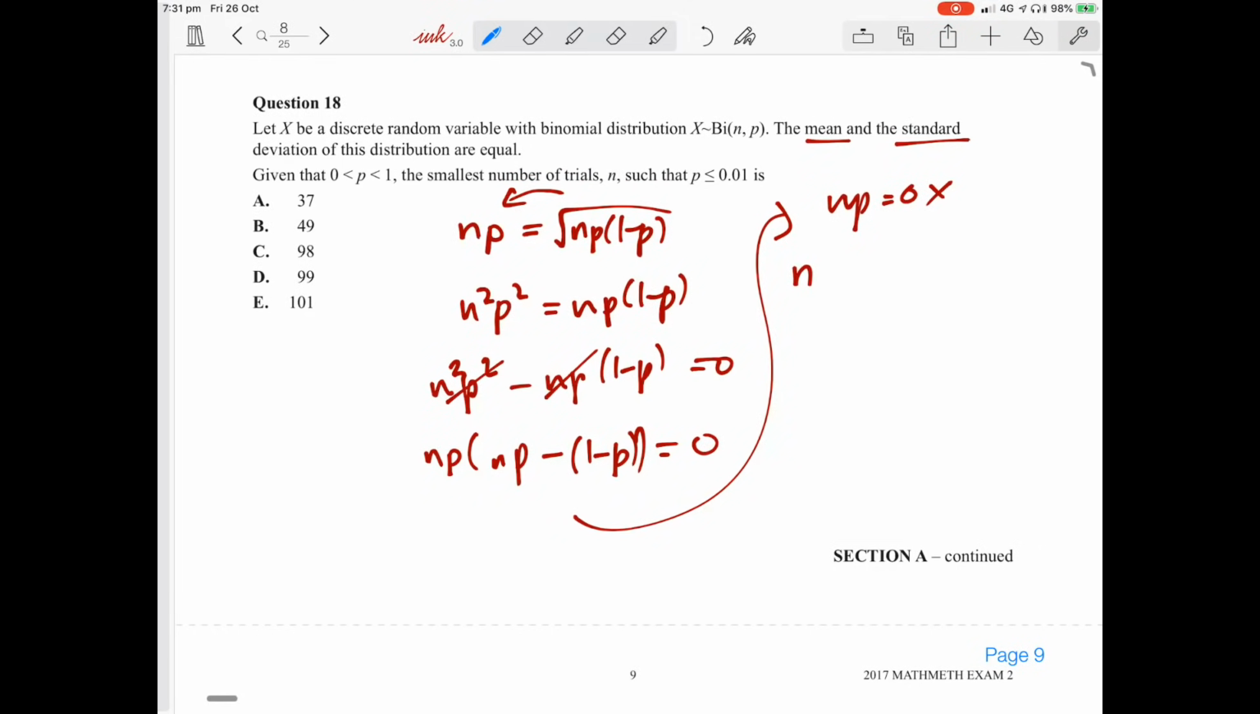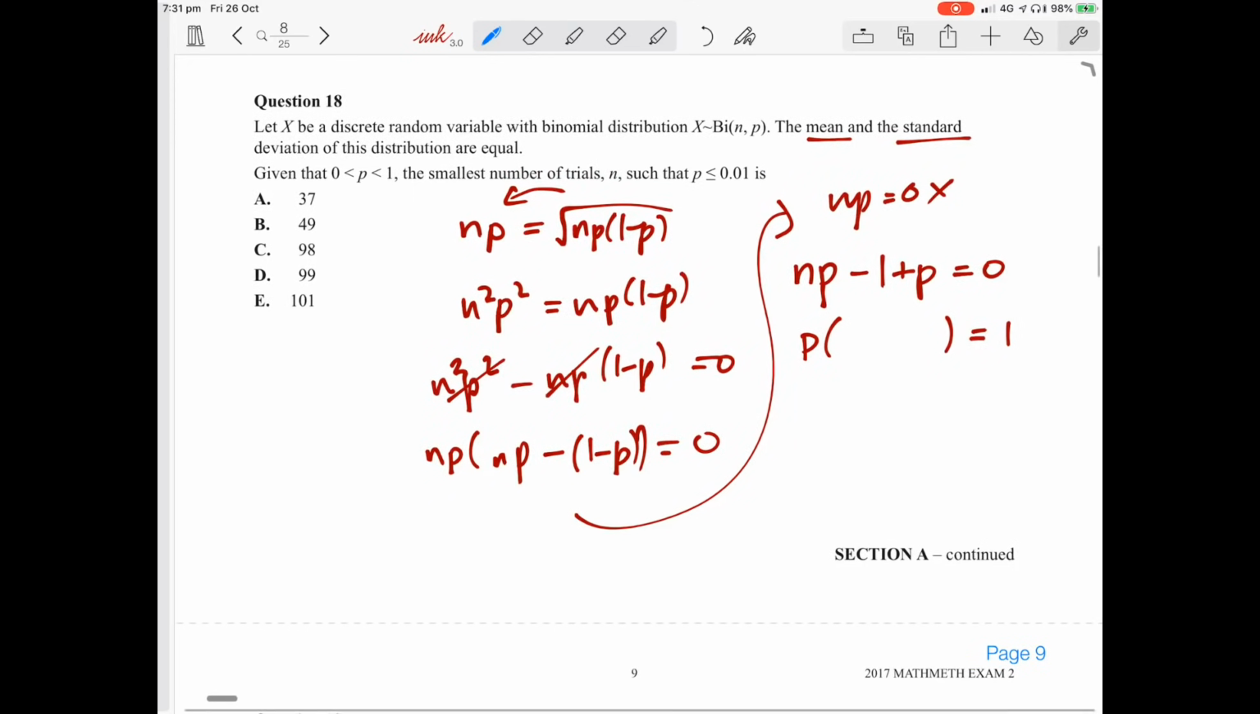So n minus 1 plus p equals 0. So I'm going to take out a p. I'm going to bring the 1 to the other side. And then I'm going to have n plus 1. So p is equal to 1 on n plus 1.